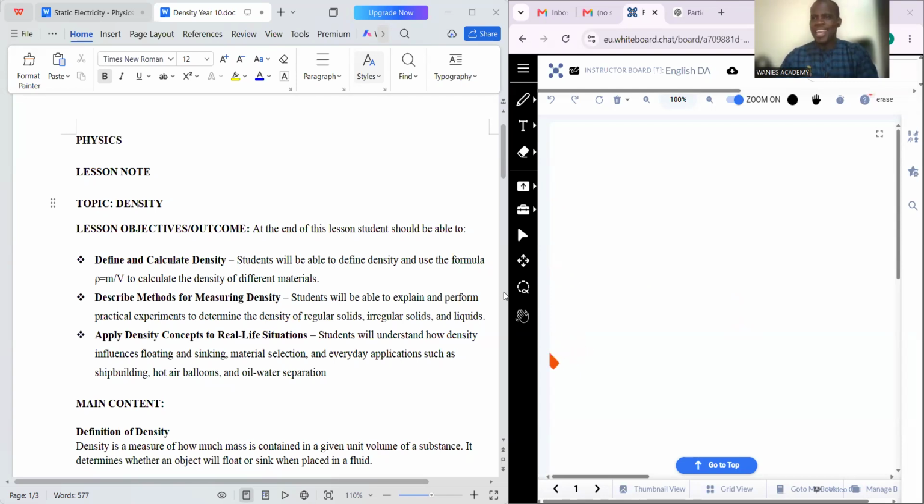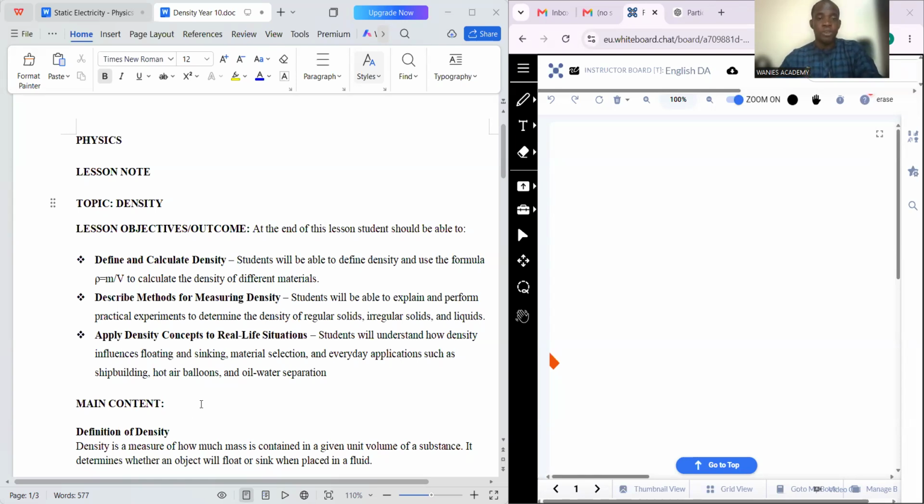Today we are in for another interesting session in physics. Today we are looking at an important topic, which is density. It's a common word, and we'll be hearing it right from Key Stage 3, and even in primary school they're talking about density. So today we are going to look at density from a scientific perspective.